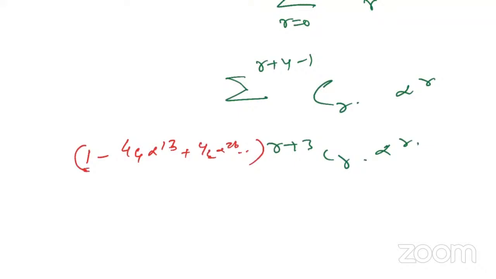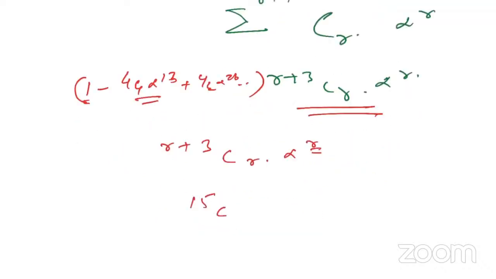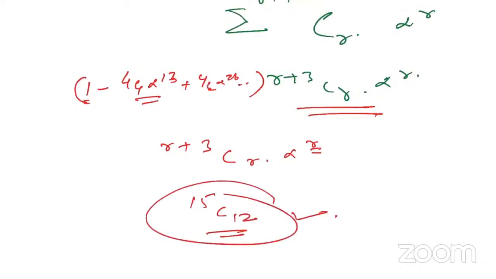If I multiply both, 1 into this number will be there, and the others will be all the numbers going beyond alpha to the power 13, so we will not take that. So our answer is r plus 3 C r, alpha to the power r, right? And this alpha to the power r is nothing but 12. So 12 plus 3, 15 C 12, or 15 C 3, is your answer.